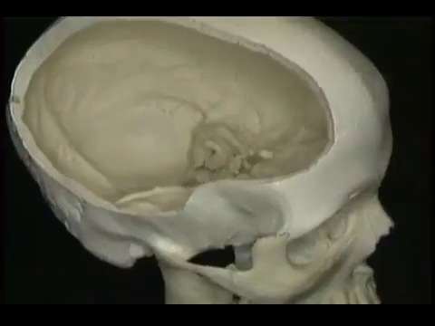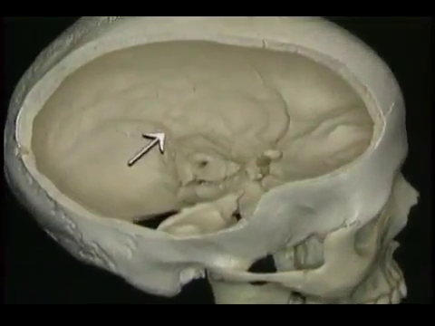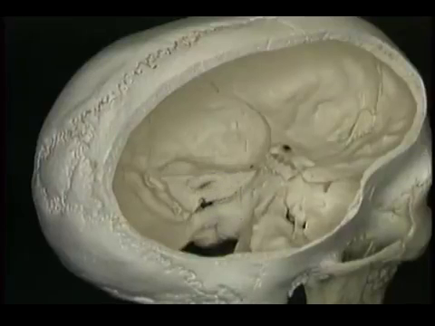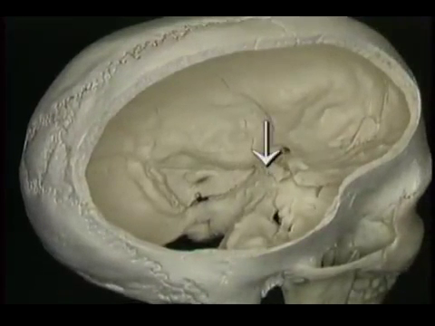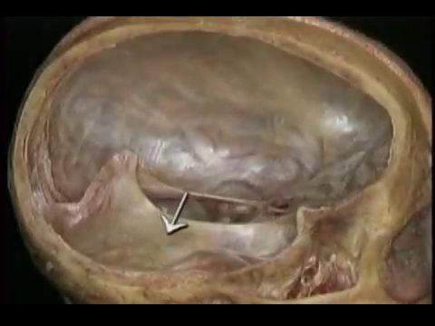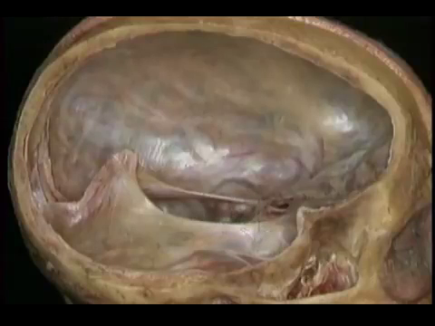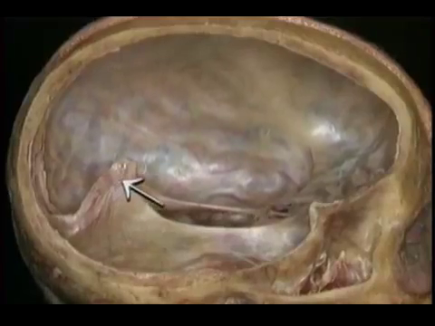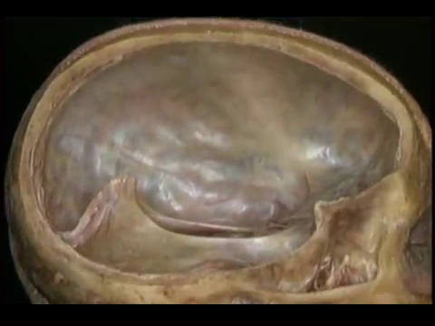The tentorium is attached along this line on the occipital bone and along the edge of the petrous temporal bone. Its attachment ends at the posterior clinoid process. The upper surface of the tentorium is continuous with the dura of the floor of the middle cranial fossa. In the midline, the tentorium is attached to the other major partition, the falx, which we'll add to the picture.